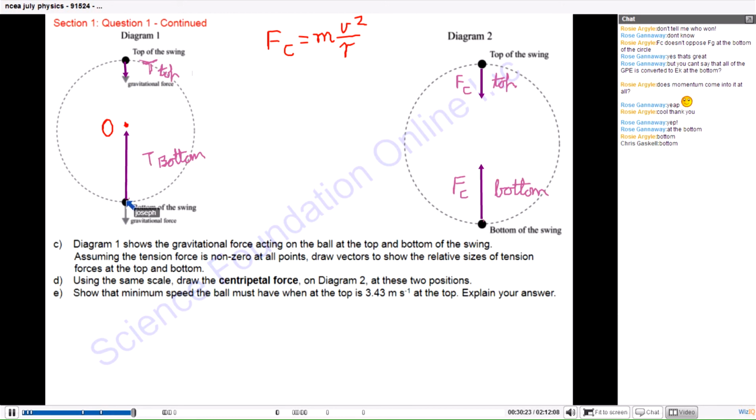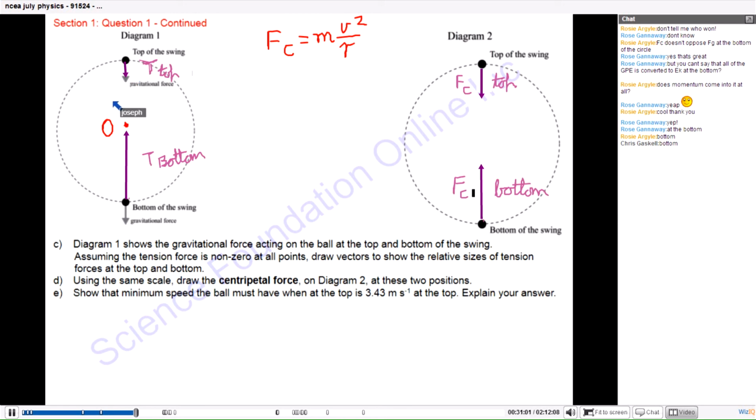Down at the bottom, there are two reasons why the tension is going to be bigger. First of all, you need to have a bigger centripetal force because it's traveling faster. The centripetal force needed at the bottom is bigger because it's traveling faster. Next, the tension force has to fight the weight force, because the tension force is upwards, in the direction of the centripetal force, but it has to overcome the downward gravitational force. So because of both those reasons, the tension at the bottom is a lot more than the tension at the top.